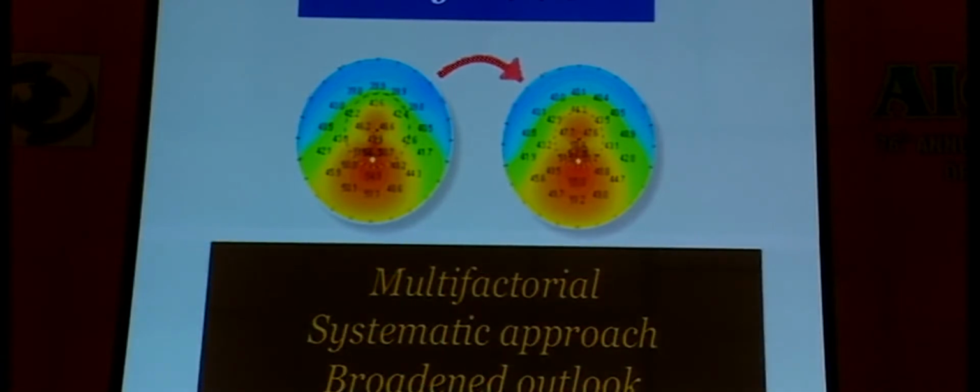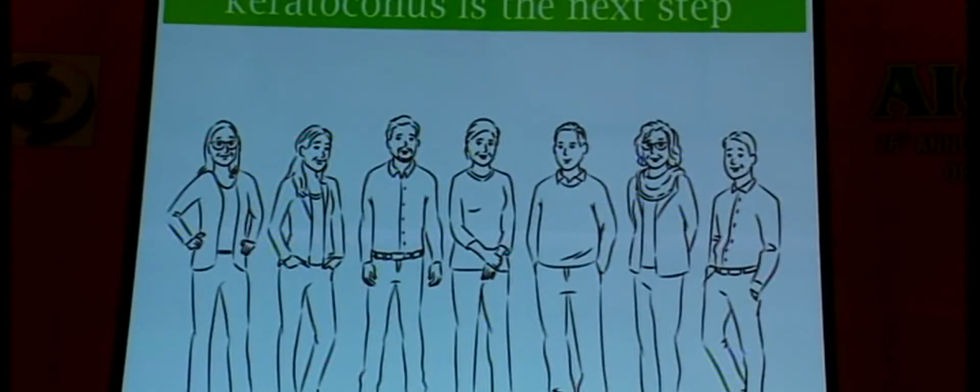So for progression, what is at fault? It's multifactorial. We have to broaden our outlook and look at systemic factors that also may be influencing progression. The next step would be predicting progressive keratoconus and markers to specifically treat certain factors which can be targeted for preventing progression.